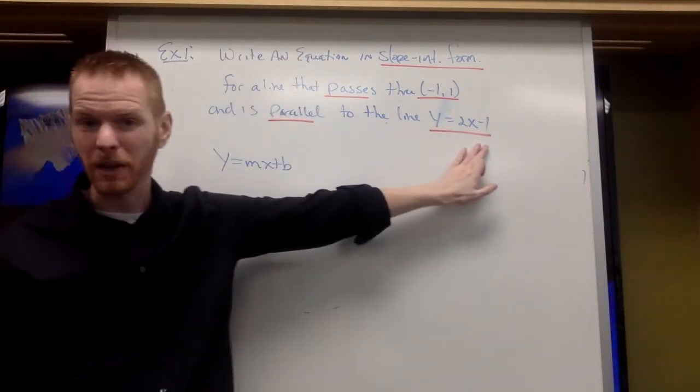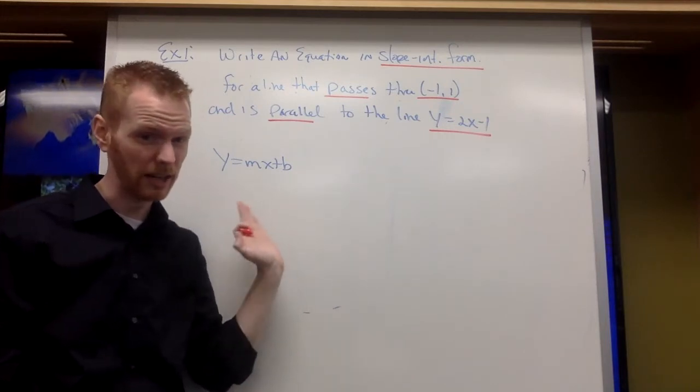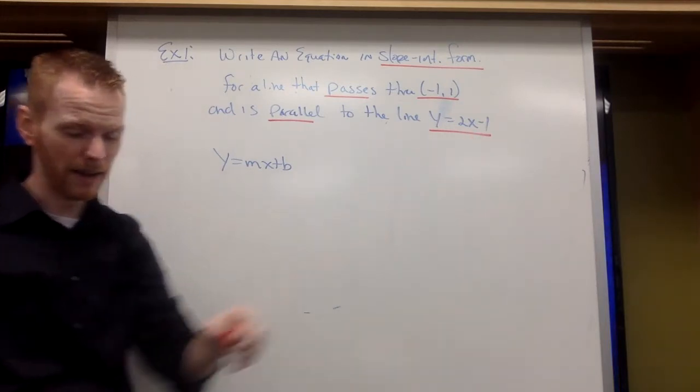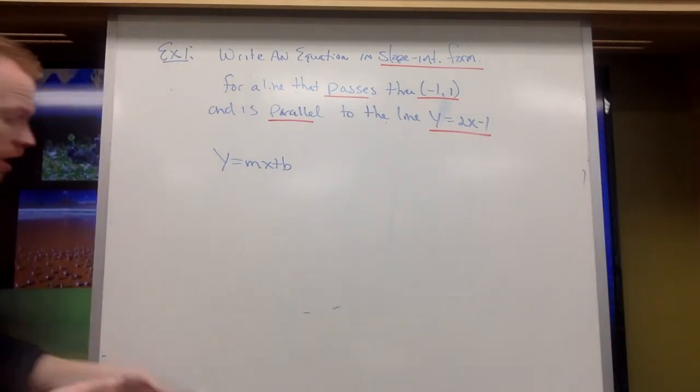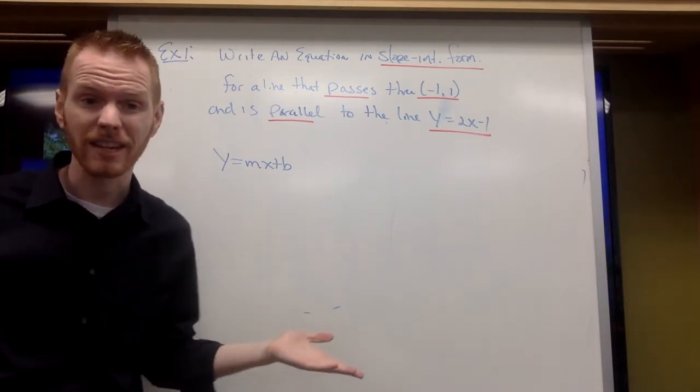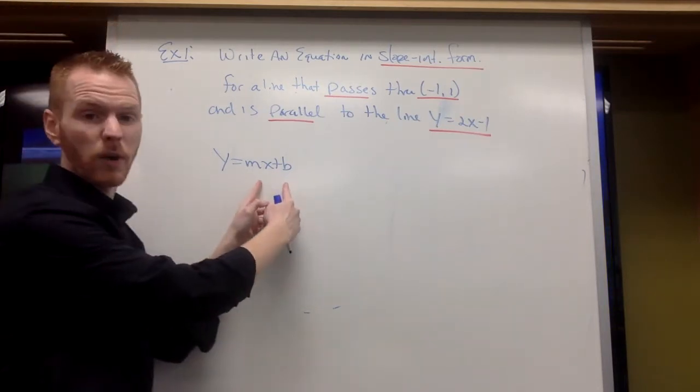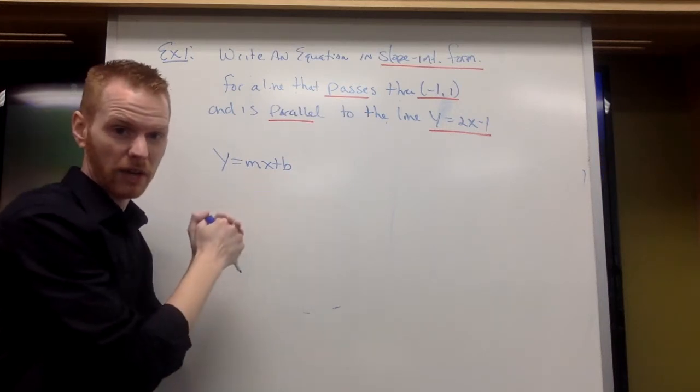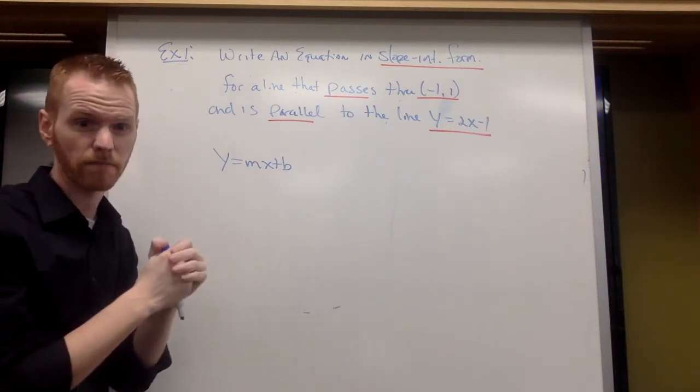This is not the equation, by the way. It's just whatever my line is that I haven't figured out yet, it's parallel to this guy. Okay? All right. Let's solve this. You need two things to write this equation. I need a slope and a y-intercept. Let's focus on the slope part, okay?